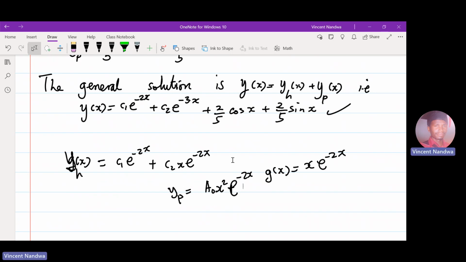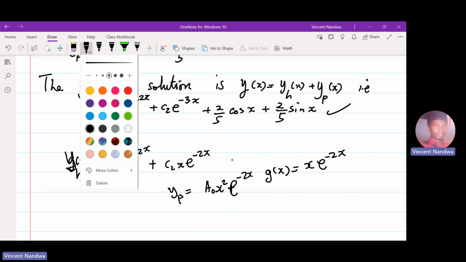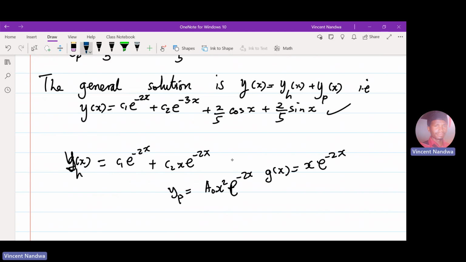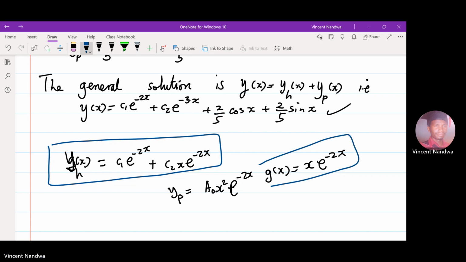Okay, maybe if I re-ask another question, good for explanation, but even before you check what is on the yh, what does this one tell you? So I'm saying, forget about the solution of the homogeneous equation. If this is the structure of your g of x, forget about things which are on yh. What should be yp?